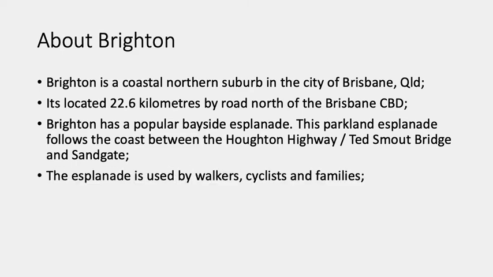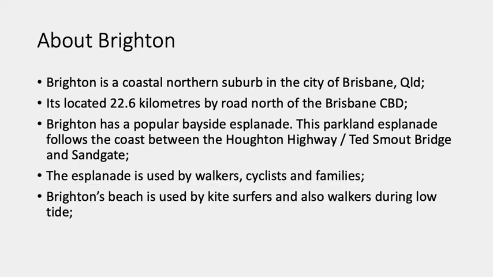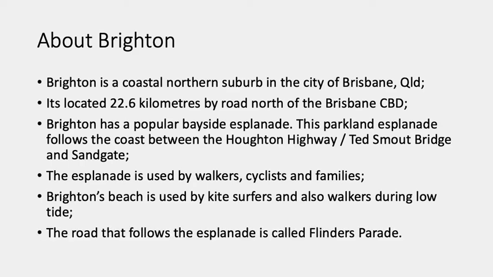The esplanade is used by walkers, cyclists and families. Brighton's beach is used by kite surfers and also walkers during low tide. The road that follows the esplanade is called Flinders Parade. So as you probably picked up, it's a very popular spot and we need to take a closer look at walkers, cyclists and families. Lots of fish and chip shops, lots of activity down there. So if you're driving through that area, there's a lot to negotiate.